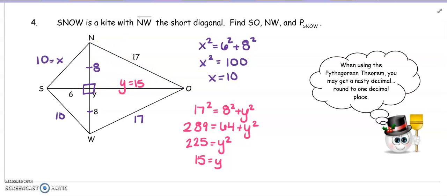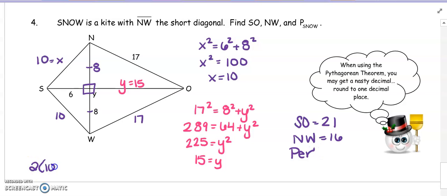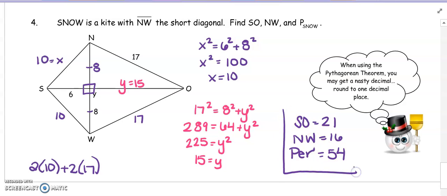Now things that I was looking for: SO. Well, from S to O, 6 and 15 will give me 21. I was looking for NW. 8 and 8 will give me 16. And then if I want the perimeter, well, that was 2 10s and 2 17s, so 34 and 20. I'll have that the perimeter is equal to 54.